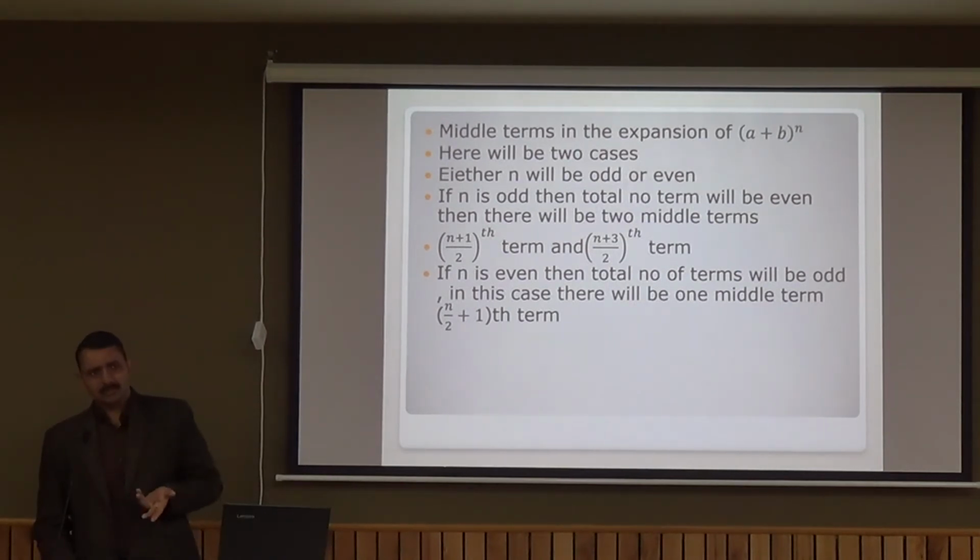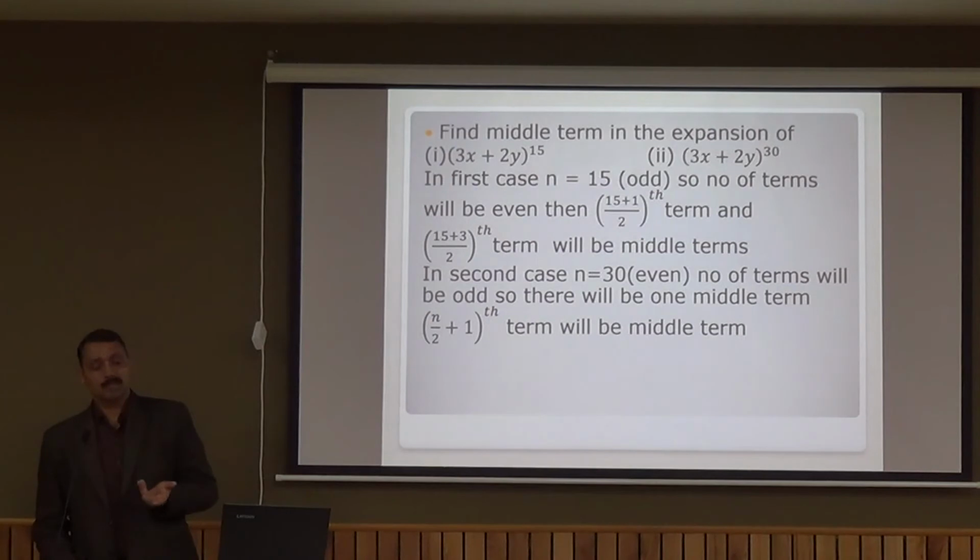If n is even, then the total number of terms will be odd. In this case, there will be one middle term, that will be the (n/2 + 1)th term. Now I am giving you an example: find the middle term in the expansion of (3x + 2y)^15.